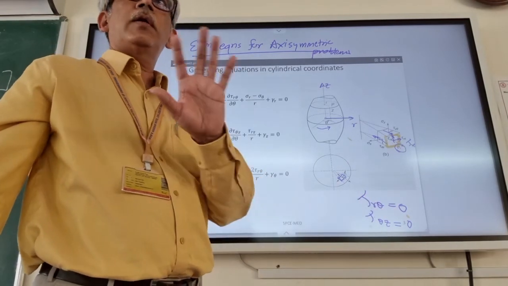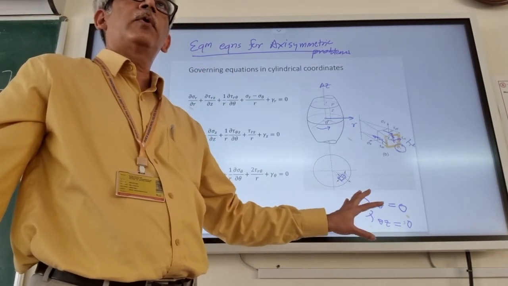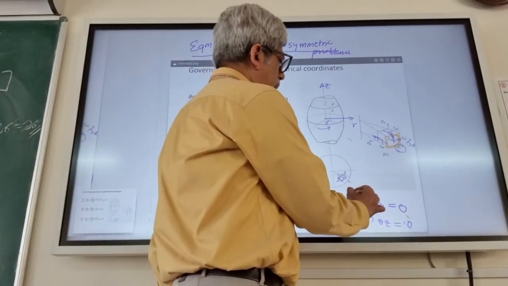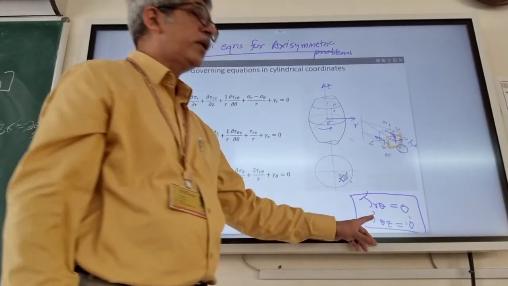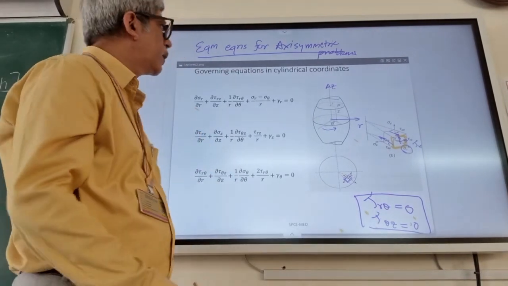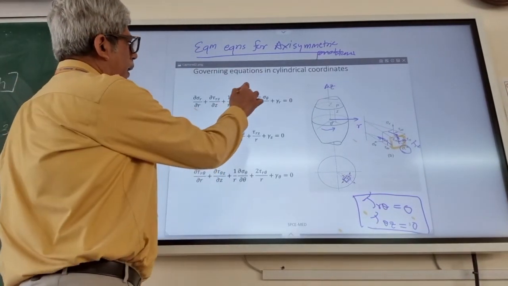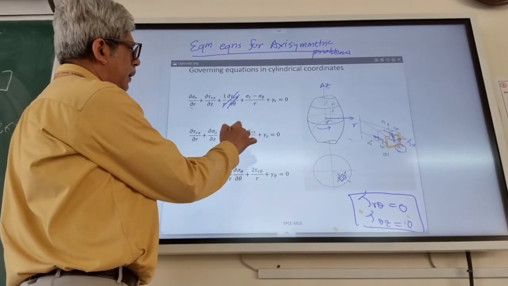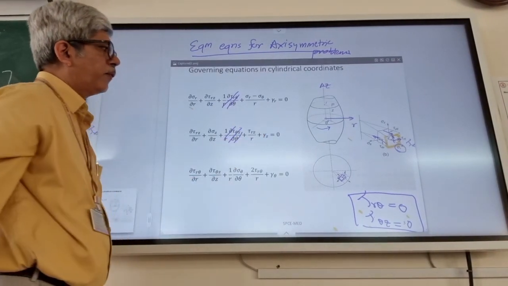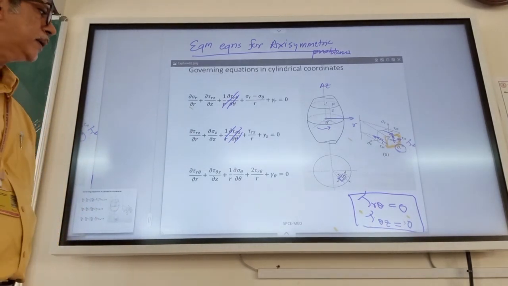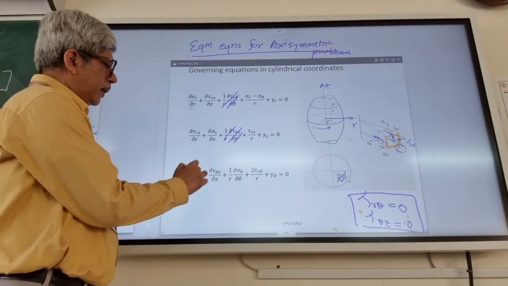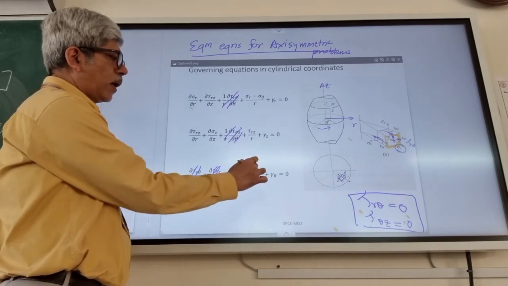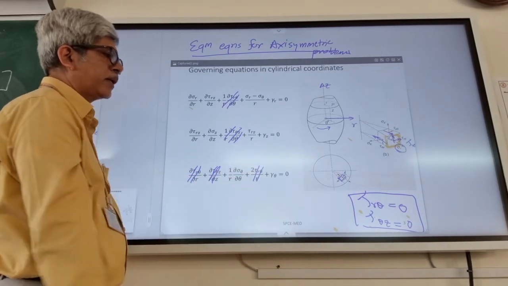I am just jumping to the conclusion without elaborating, so I want you to think about this before you come to the next class, where we will discuss it in more detail. For axisymmetric problems, these two conditions hold true. As a result, this particular term vanishes from the first equation, this term vanishes from the third equation, again tau theta z vanishes, and tau theta r is again 0, so this term vanishes.